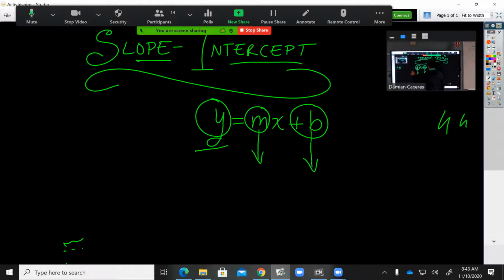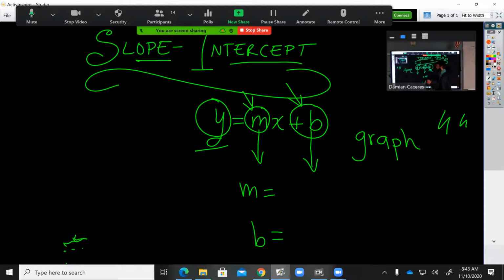So, today I'm going to give you a graph. And from the graph, you're going to calculate the slope and the y-intercept. Once you do that, you just write it next to the x and the constant at the end, and you're done. That's going to be your equation.